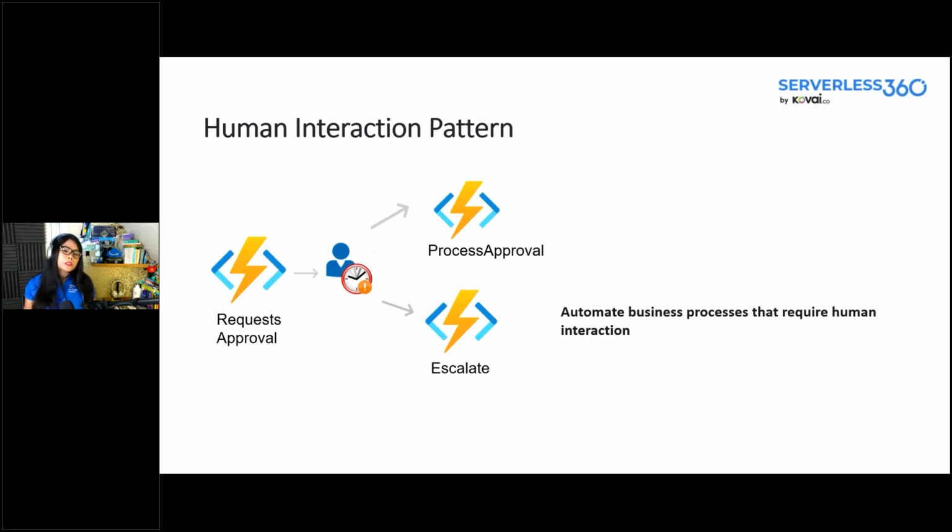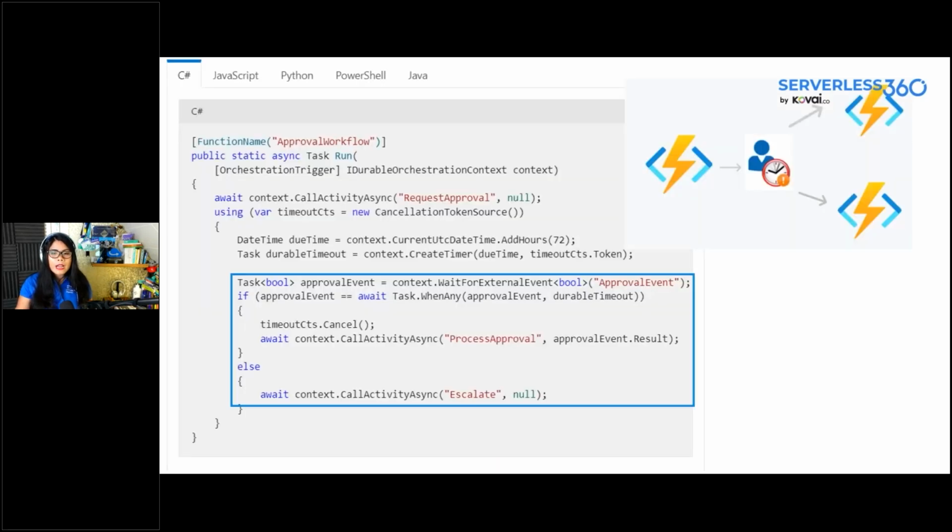Maybe that person is on vacation, but you have this process in your business. So what you can do is make use of the human interaction pattern in durable functions to automate a business process. And how is it done? Usually you add the durable timer in your approval workflow.